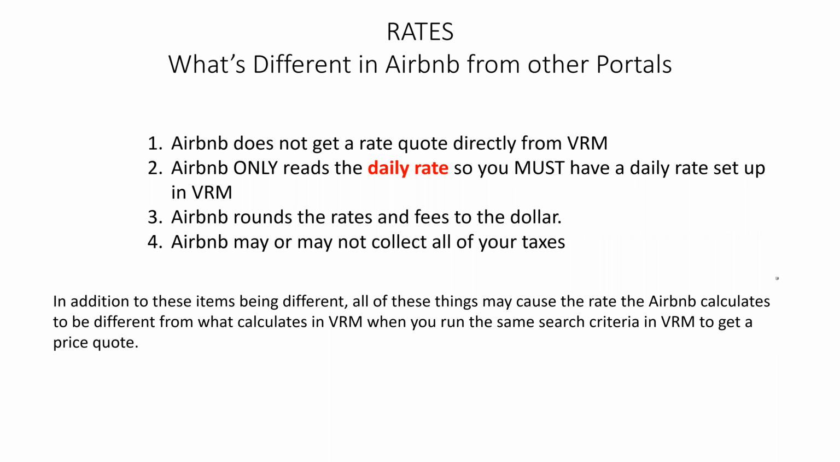So the next thing to know is that Airbnb only reads the daily rate. Now, you can still have a minimum stay, 3 days, 7 days, whatever, but that stay length and the total reservation cost is going to be based upon that daily rate. Also, Airbnb rounds the rates and fees to the dollar. So if you have a fee that is $7.50, and we send that over there through the API at $7.50, it's going to be rounded up or down, and honestly, I don't know whether it's before it's added into the total or after. So that's going to cause some differences.